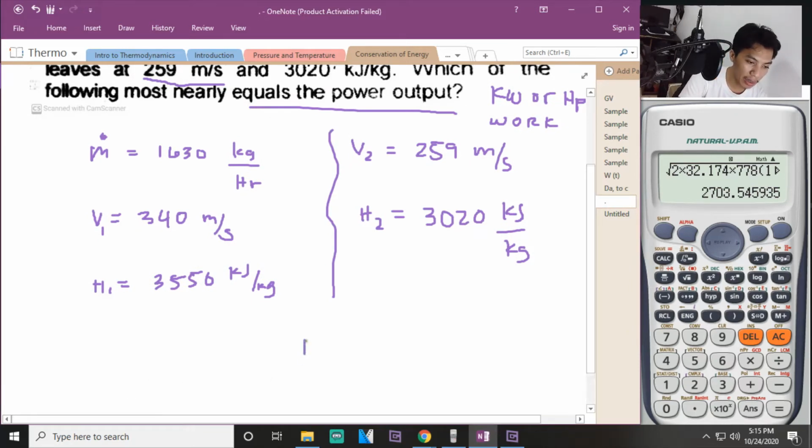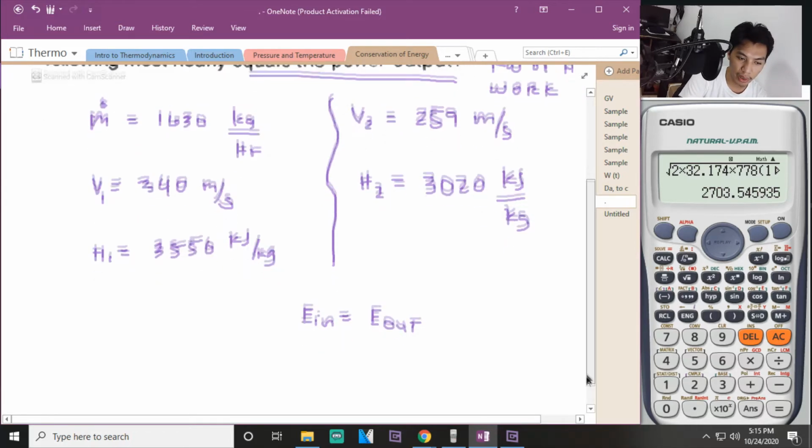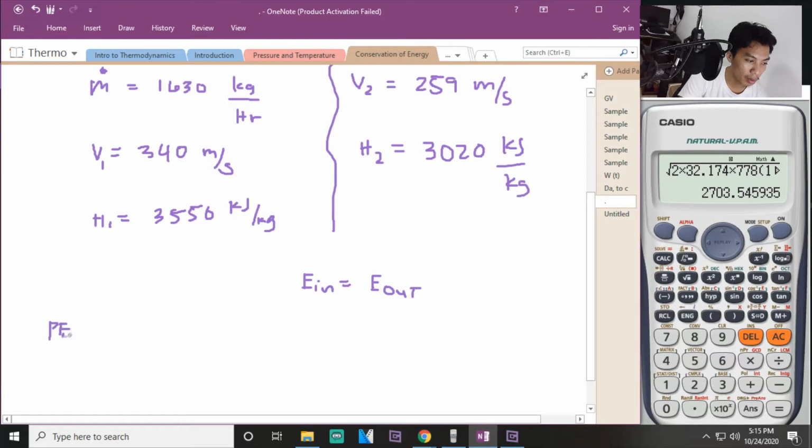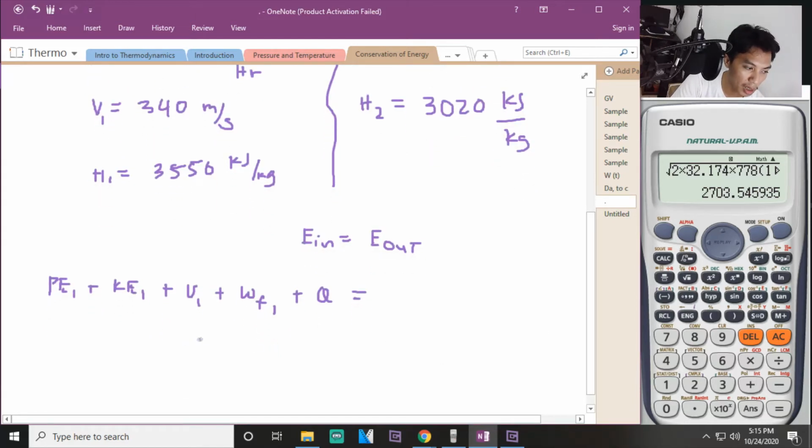So, energy in, energy out tayo. E in is equal to E out. Lagi yung ganito, kaugalian nyo. PE1 plus KE1 plus U1 plus work flow. Kasi steady flow yan. Kasi turbine yan. Meron kang mass flow. So, that is 1 plus Q. Wala namang binanggit na Q. Okay? Ito, dito ka na sa baba para magkasya. PE2 plus KE2 plus U2 plus workflow 2 plus work.